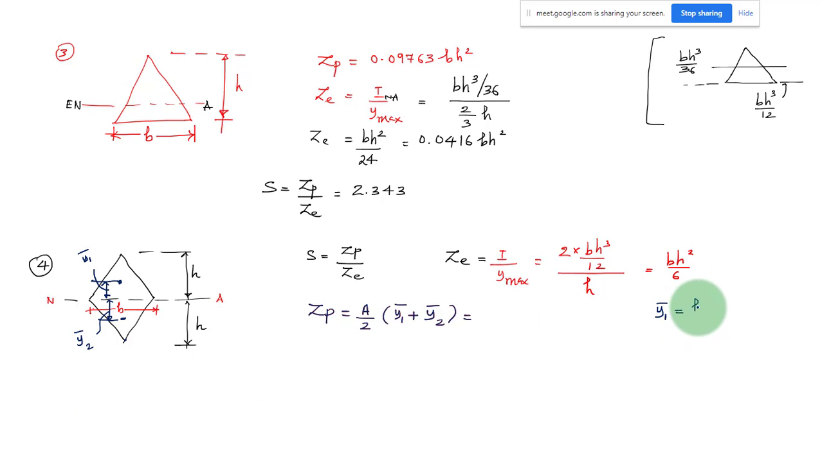H by 3. y2 bar is also h by 3. So y1 bar and y2 bar are each equal to h by 3. And now I can just substitute in this equation. Okay, the color has changed anyway. So, A by 2, what is the area? That is half bh into 2, right? Area will be bh only.